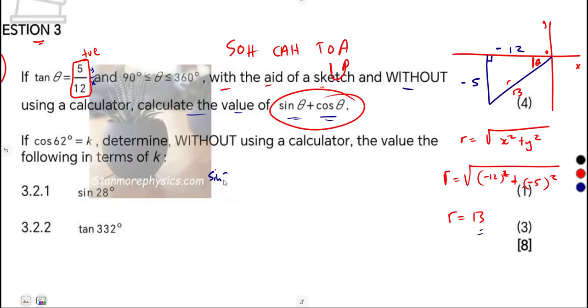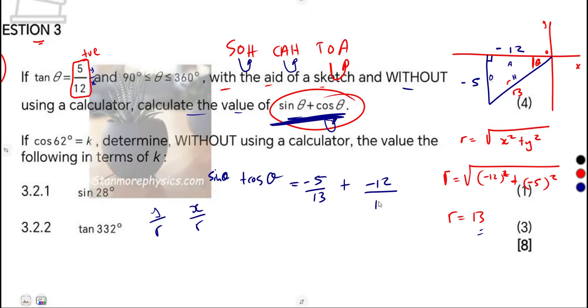So therefore, the sine of theta plus the cos of theta that we are given here is equal to what? Sine is opposite over hypotenuse. Remember, this is our adjacent and this is the hypotenuse. So opposite over hypotenuse is -5 over 13, or simply the y value over the hypotenuse. Plus the cos of theta, adjacent over hypotenuse. The adjacent is the x value over hypotenuse. So the x value is -12 over 13.